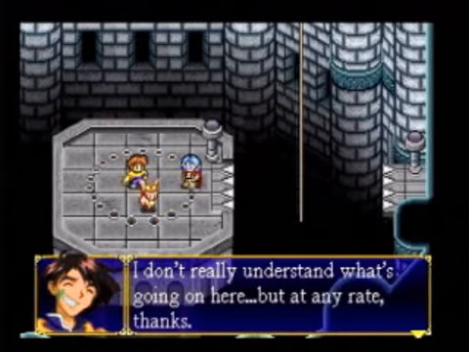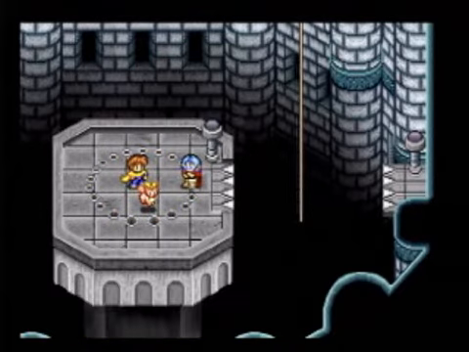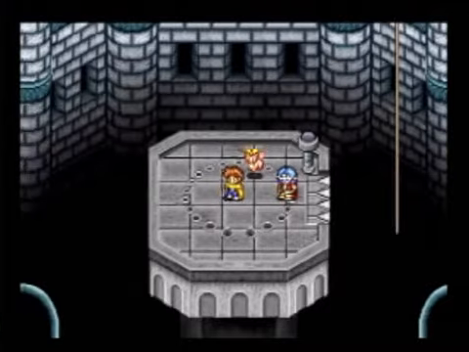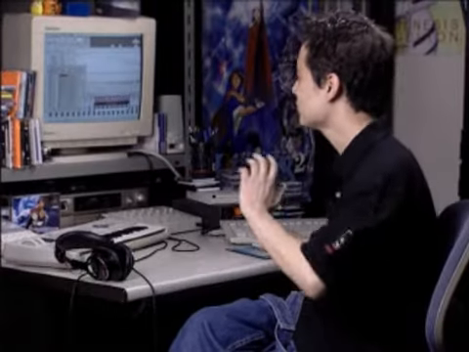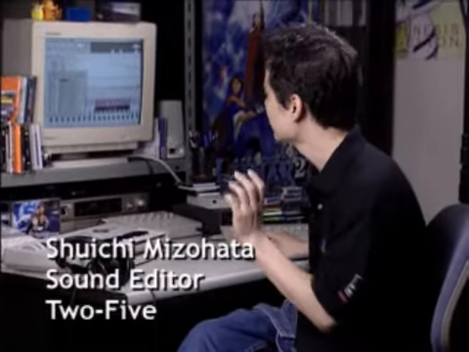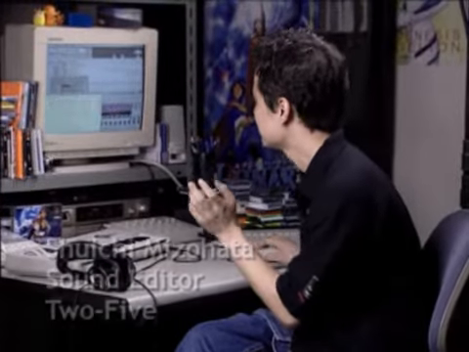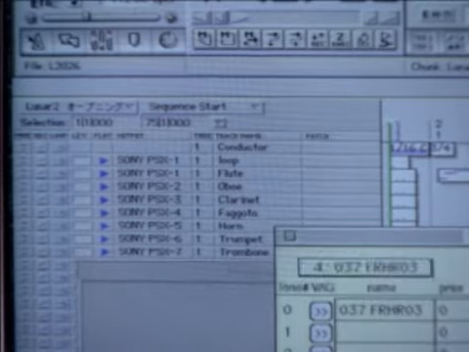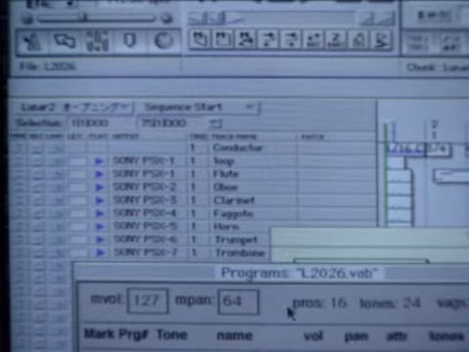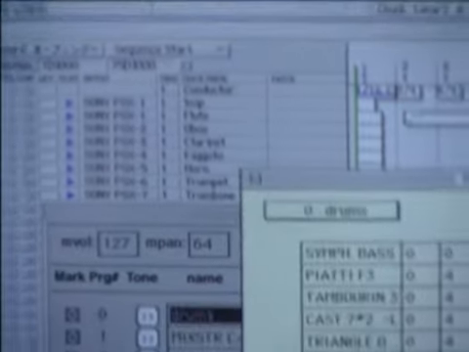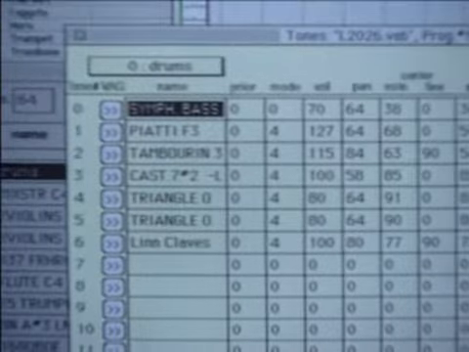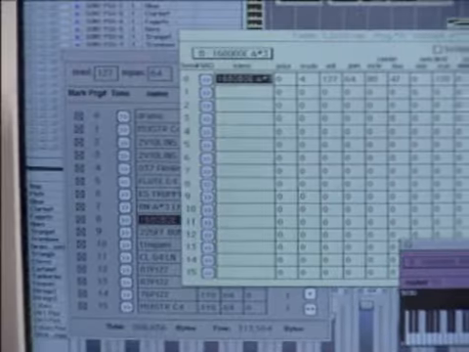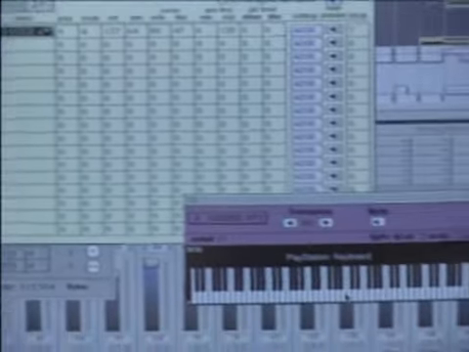For the sounds that are heard in the game, we use the internal sound of PlayStation. We use the Sound Designer 2, and we also use software that is specially designed to be used for the PlayStation, that converts the sound for use in the PlayStation system. If I click this, you can hear the sound of the bass drum or cymbal or tambourine. This is the sound of the oboe.